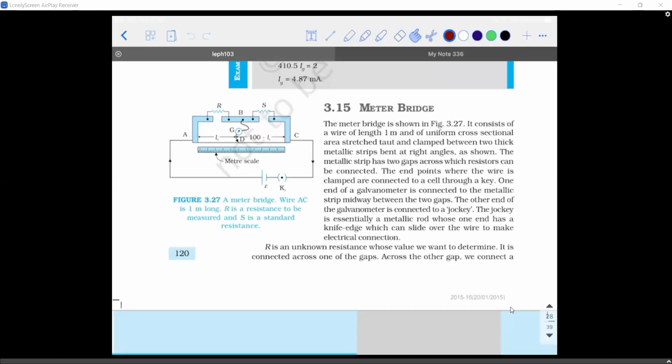So please write down the next heading as meter bridge. The next topic that we are going to see is meter bridge. So what exactly does meter bridge mean? That's what we are going to see. As the name suggests, this is also something like a Wheatstone bridge. It's a combination of a Wheatstone bridge and a meter scale. That's why it is called a meter bridge.